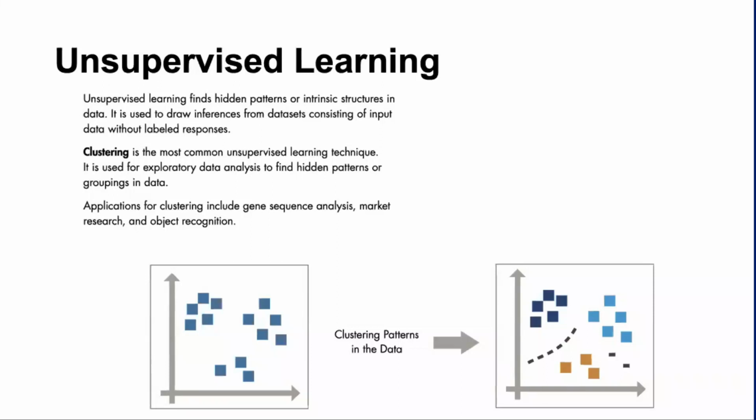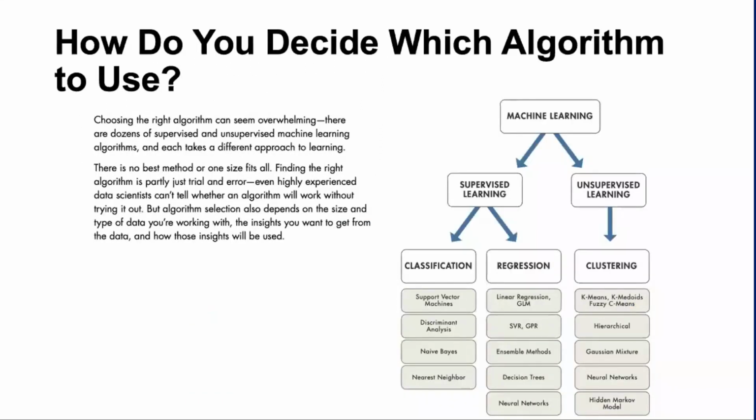Now, how do we decide which algorithm to use? From our machine learning tree here, we have supervised and unsupervised. Under supervised, we have classification. Under classification, we have support vector machine, discriminant analysis, naive Bayes, nearest neighbor. For regression, we have linear regression, SVR, GPR, decision tree, neural networks. That's where deep learning falls. And then for clustering, we have k-means, hierarchical, Gaussian mixture, neural networks also, and hidden Markov model.